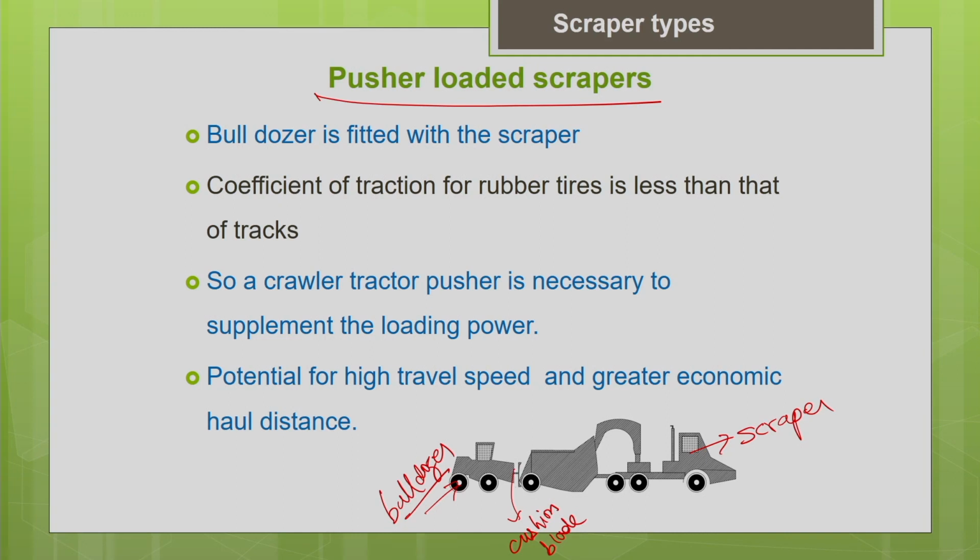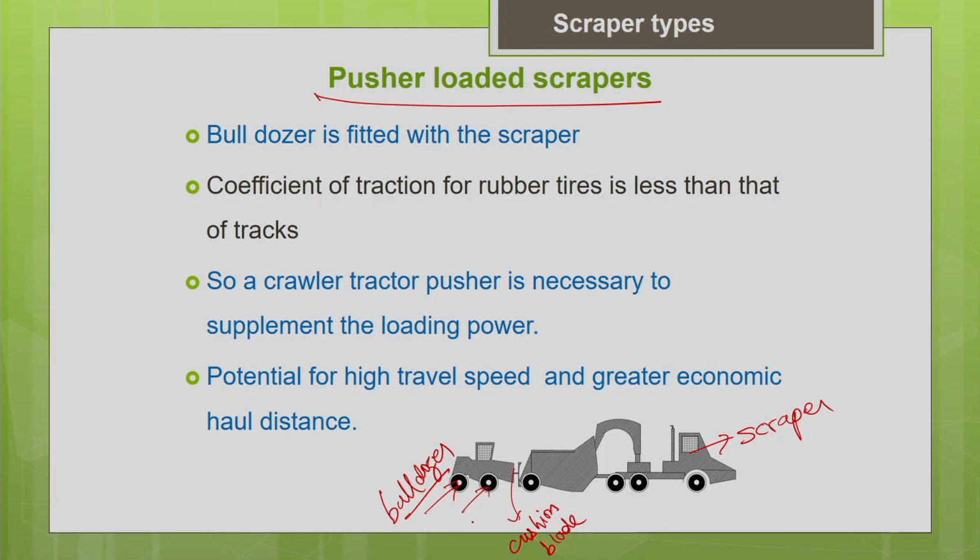You know that scrapers are tire mounted, normally wheel mounted machines. For wheel mounted machines, the tractive effort generated will be lesser when compared to crawler or track mounted machines. So the coefficient of traction will be poor. To supplement the loading power of this wheel mounted scraper, you can take the help of a crawler mounted or track mounted bulldozer.